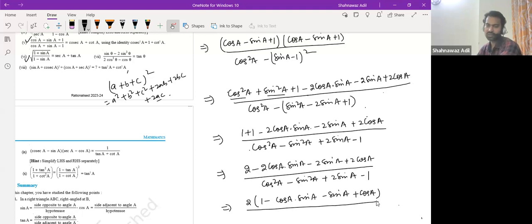Yes, we can make 1. We can again make that cos square a minus sine square a, cos square a minus sine square a. So we can make it 1. No, no, cos square a plus sine square a is 1.